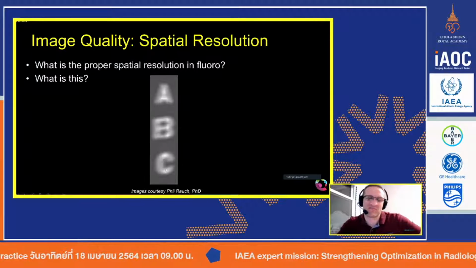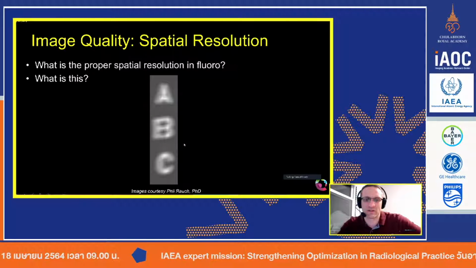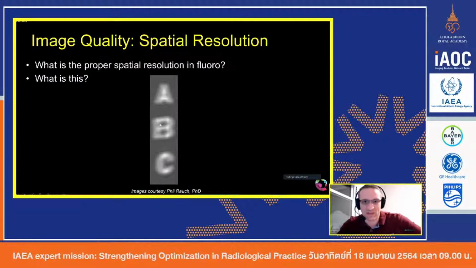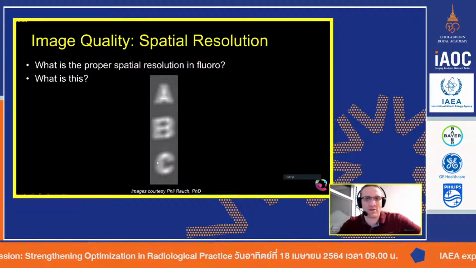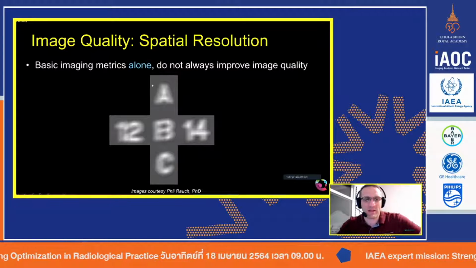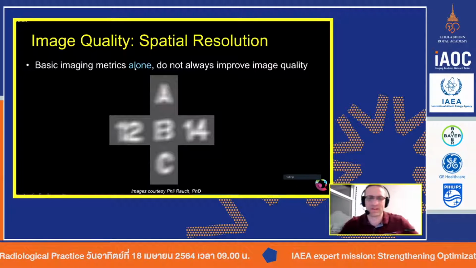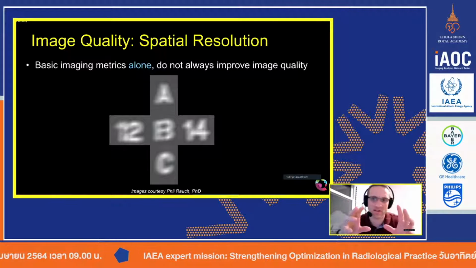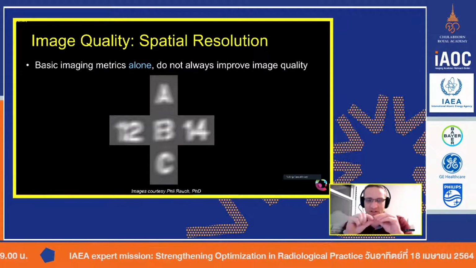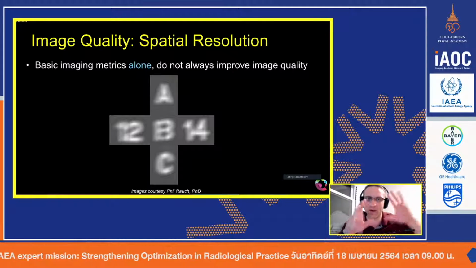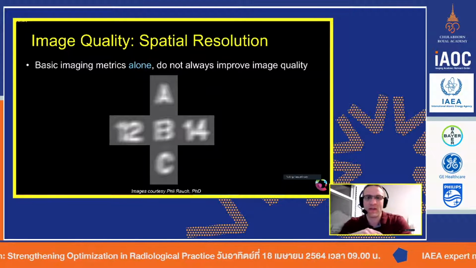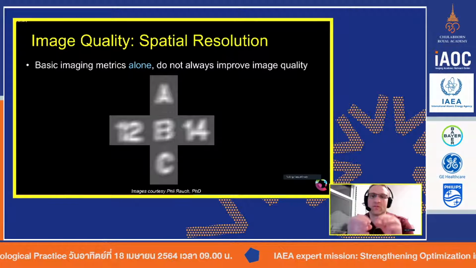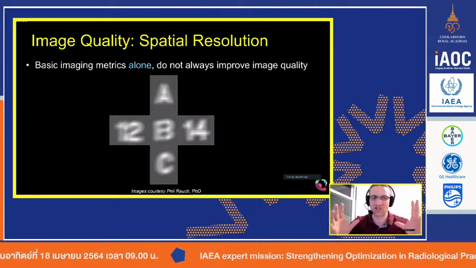But what if I say, nah, what if I give you this image, this fluoroscopic image? Now you might say, well, no, that's not a 13. That's an A, B, and a C. Those are letters. So the point I'm trying to make is basic imaging metrics alone, this idea of spatial resolution, image contrast, noise, low contrast noise, all of these basic metrics that we presented several weeks ago and that we're now applying at each of the modalities, optimizing those single metrics alone does not always improve image quality in general.